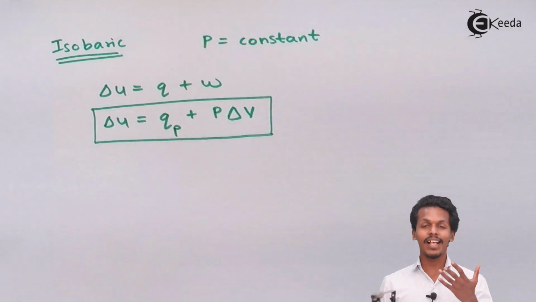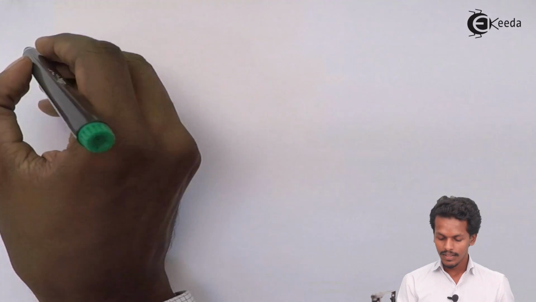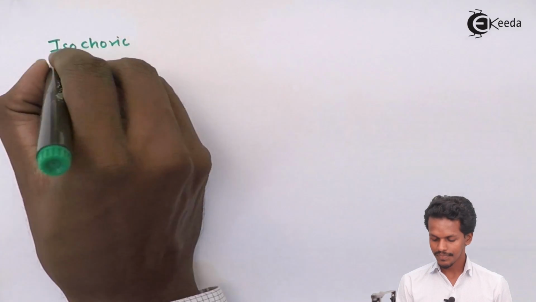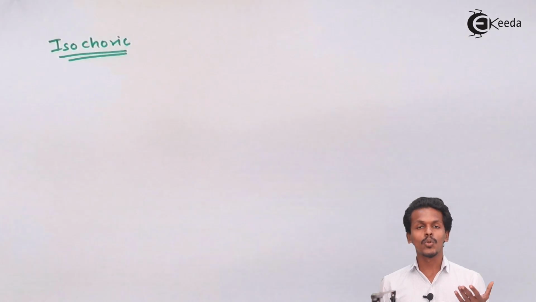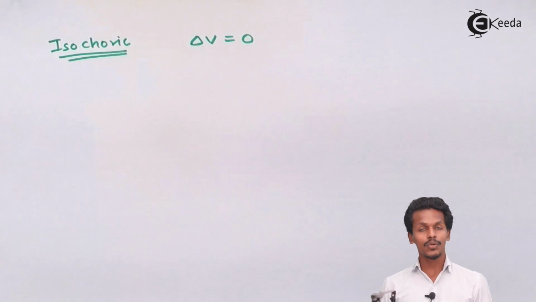So now let us talk about the last factor that we have, that is the isochoric process. What will happen in that case? As we know, in an isochoric process, basically there is no change in volume, so therefore the delta V will be 0.